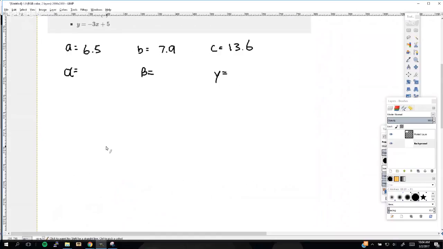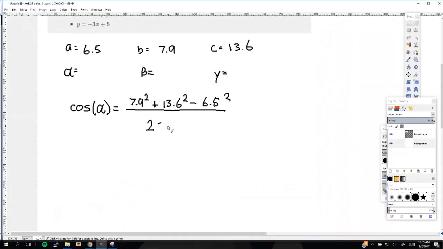So if we want to solve for alpha, of course, use the formula where cosine alpha is equal to 7.9 squared plus 13.6 squared minus 6.5 squared, over 2 times 7.9 times 13.6. That should be right. I think it is.